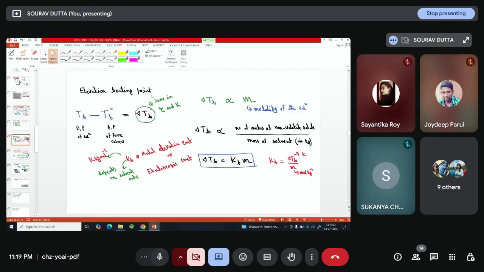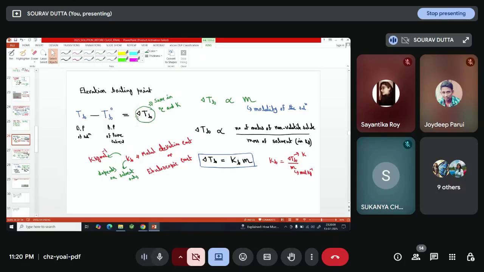If I consider that NaCl is present in your sea water, NaCl dissociates into Na plus and Cl minus, so the number of solute particles increases, and as it is a colligative property, it will also increase. So elevation of boiling point increases in the presence of solute molecules. We can represent it as: Tb is the boiling point of the solution, Tb naught is the boiling point of the pure solvent, then this difference Tb minus Tb naught we can write as delta Tb.